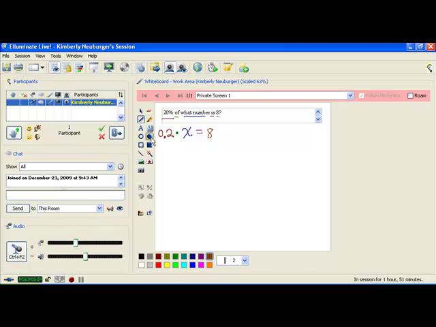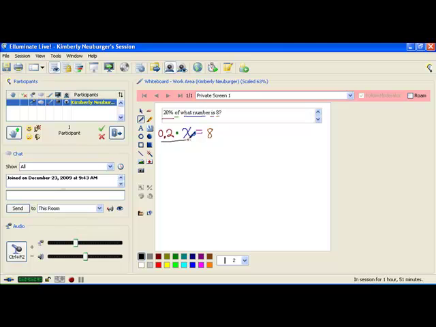Let's make sure what we have matches the sentence. So 20% is the 0.2, of is multiply, what number is x, is equals, and 8 is our value at the end. Now to find the answer to this particular problem, all we need to do is solve this equation.